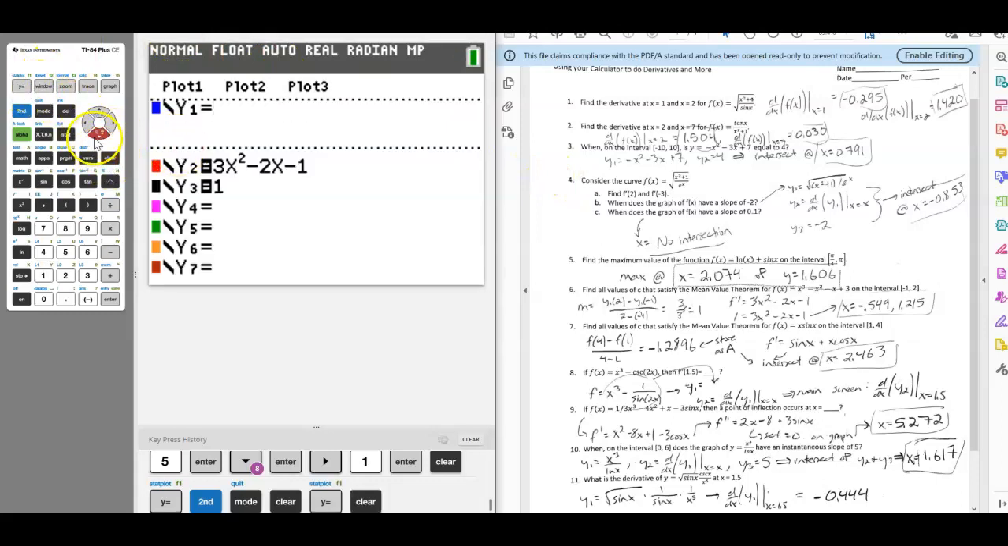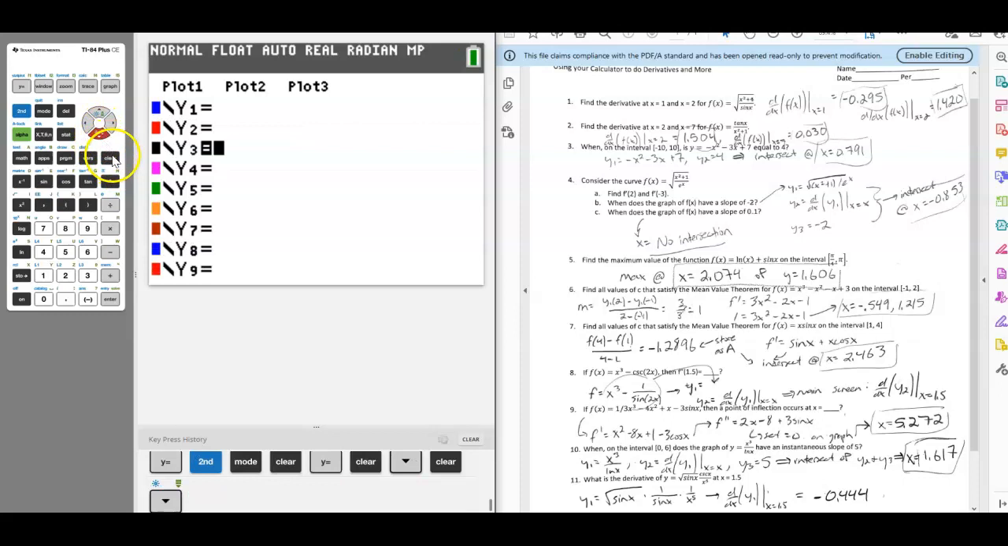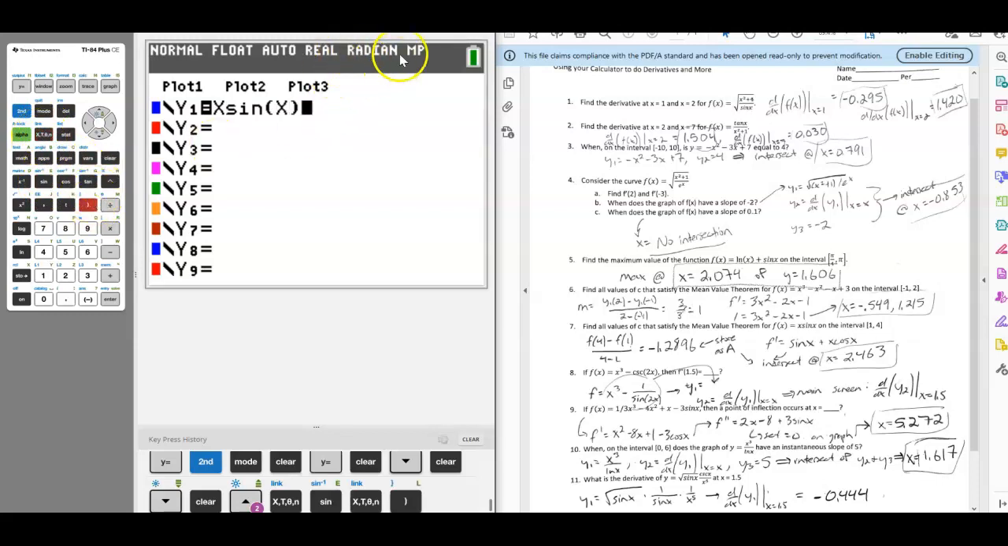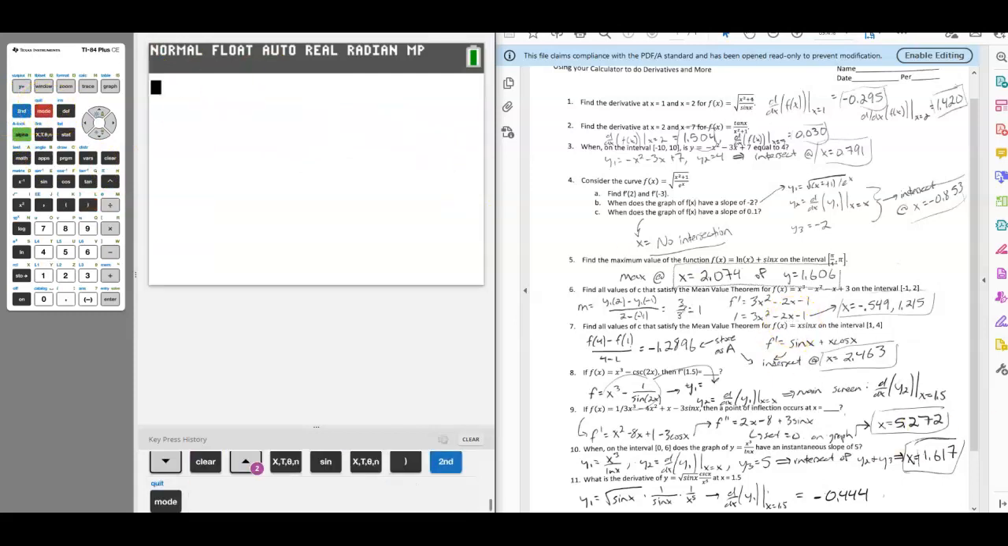I'll clear out anything that I have, and I'll put it in y1. So x sine x, close. Make sure you're in radian, because if you're in degree mode, it's not going to graph sine correctly for how calculus works. And that's a whole other discussion. So let's quit.